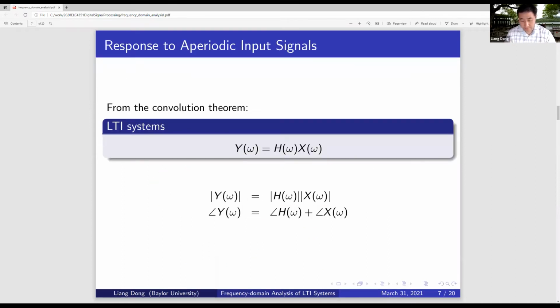Now let's look at a system response to any aperiodic input signals. Previously, we were dealing with a very special case. It's just a sinusoidal function, an exponential. So it is a periodic signal, therefore the format I'm using is the Fourier transform format. It's very simple. Then, if I am dealing with an aperiodic signal, I can always decompose that into a group of sine waves.